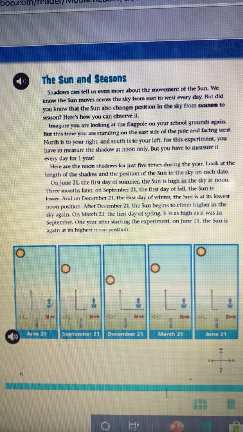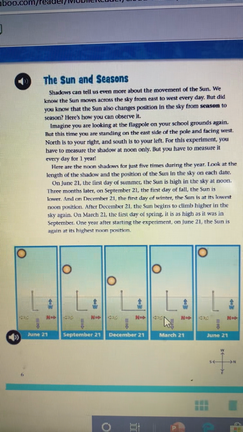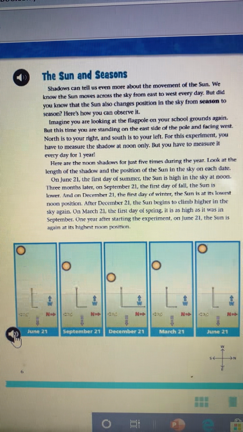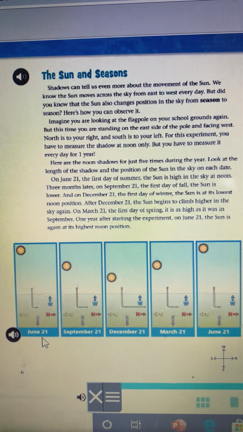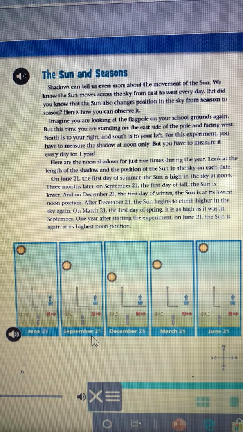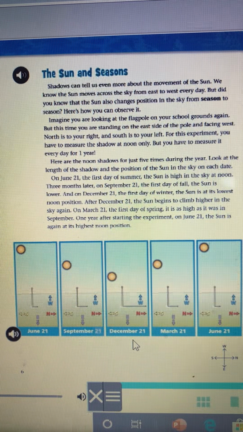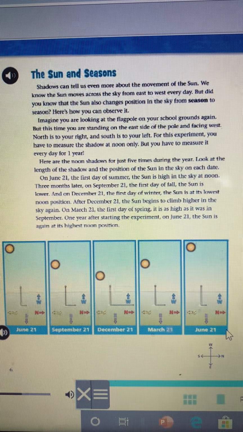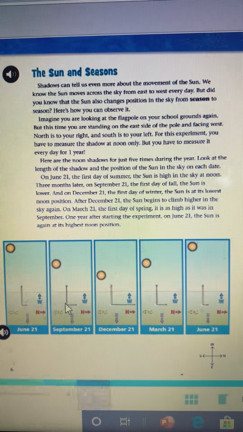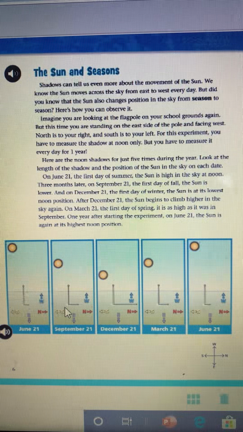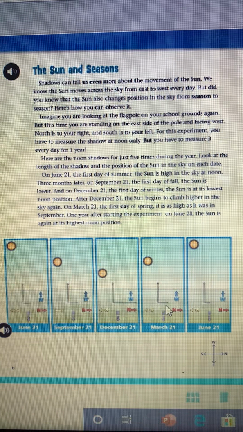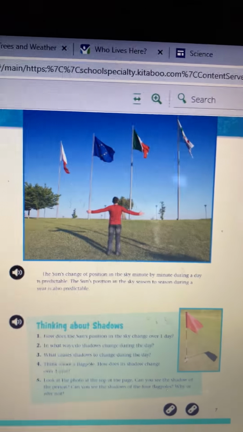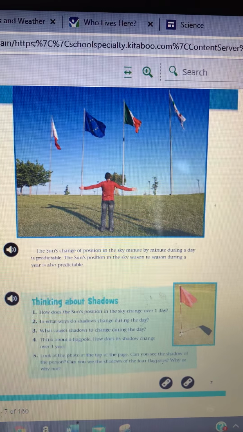So you can look down here. Here's a whole bunch of different months and how the shadow looks. June 21st, September 21st, December 21st, March 21st, June 21st. So you can see the length of the shadow on each of these. So it changes throughout the year as well. So let's look at this one.